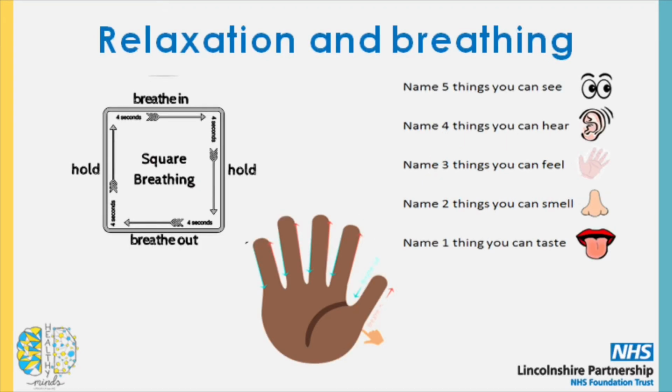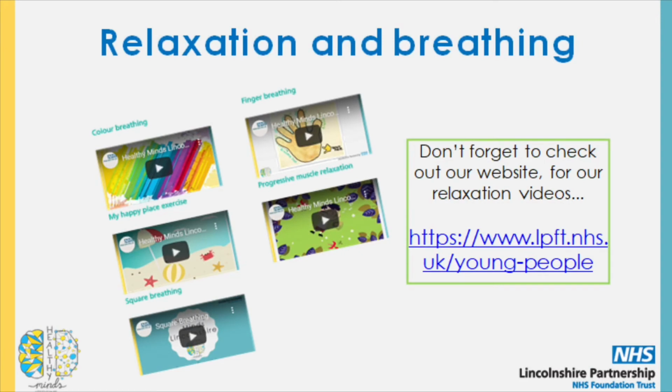Lying on the floor with a favourite toy on their tummy and watching the toy go up and down can also be a good grounding activity. Another grounding activity is to think about 5 things you can see around the room, 4 things you can hear, 3 things you can feel, 2 things you can smell, and 1 thing you can taste. This helps to keep you in the present, here and now. Healthy Minds have several videos using different relaxation techniques on our website, so please take a look at these.